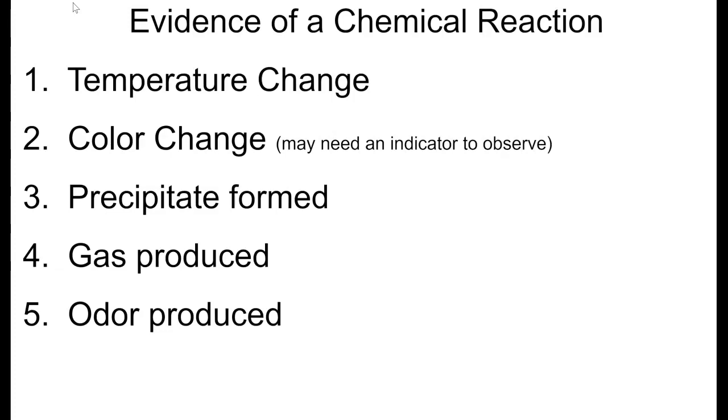A gas is produced. You'll see gas bubbles. This isn't just air bubbles. This is actual liberated gas bubbles. You can see it generated over moments or seconds or minutes. And an odor is produced. So any or all of these could be an indicator, or some of these could be an indicator of a chemical reaction. Please fill these in on page 2.